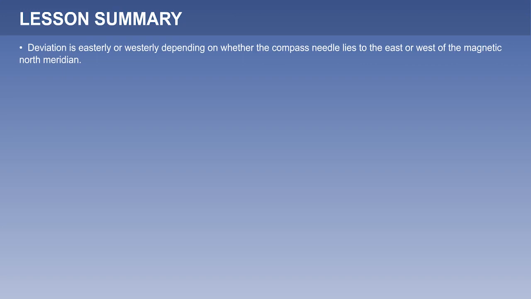Deviation is classed as easterly or westerly, depending on whether the compass needle lies to the east or west of the magnetic north meridian. The resulting direction in which the magnetic compass points is known as compass north.